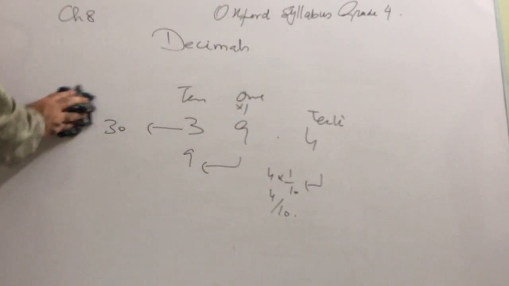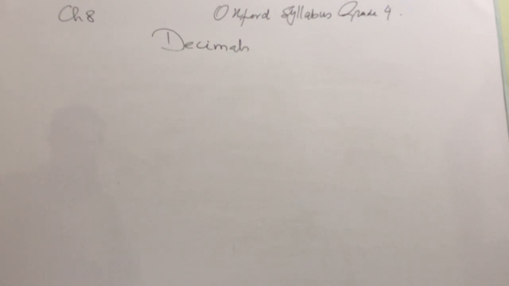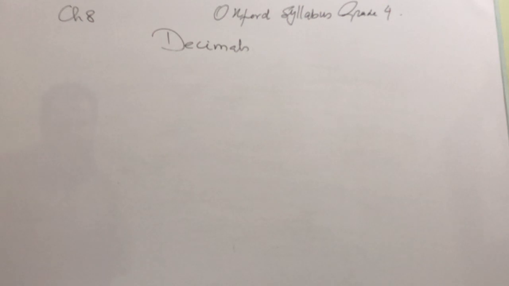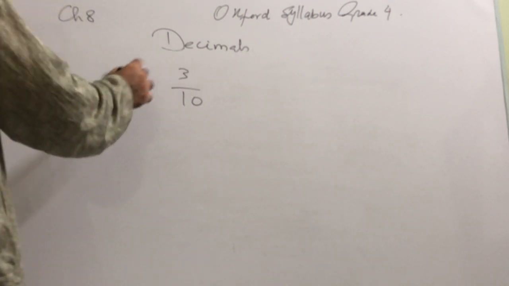So we have completed the first lesson up to page number 155. So now we will be moving ahead. This 2 whole number 3 over 10, this is called mixed form.